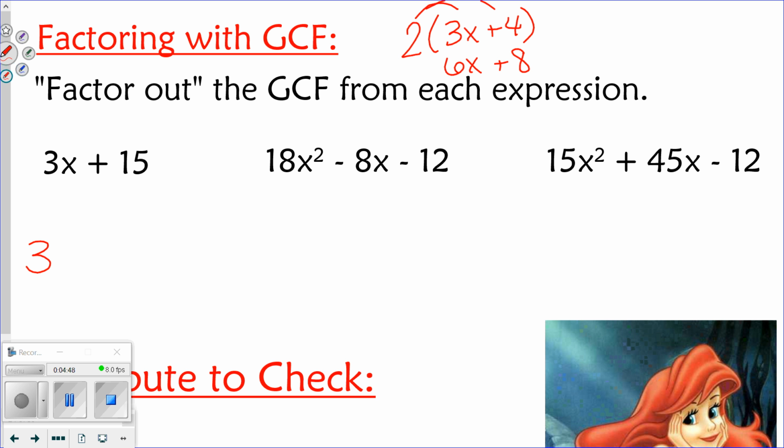No, because that one doesn't have an x with it. All right, so that is your greatest common factor that I factored out. And then you have to divide to see what you have left. So what's 3x divided by 3? It's 1x, or just x. There's a plus. And then 15 divided by 3 is 5. All right, so that is factoring out a GCF.